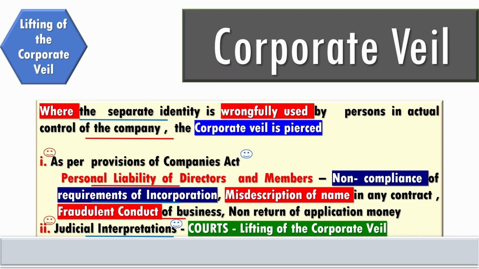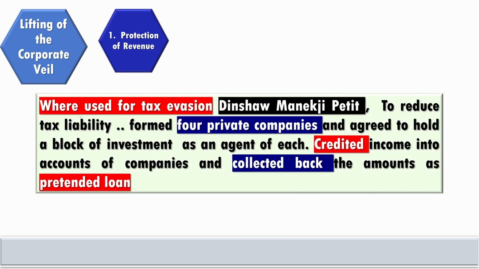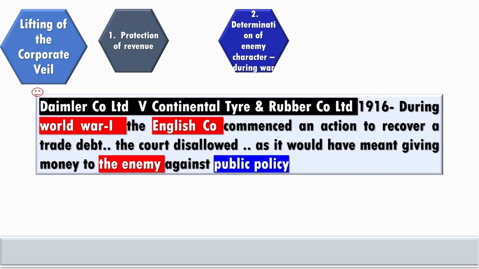Second, even the courts, in the course of their judicial interpretation, pierce the corporate veil to find out the real person who is guilty. The first ground where courts lift the corporate veil is for protection of governmental revenue. Whenever there is a tax evasion, as it happened in the case of Dinshaw Maneckji Petit, where 4 private companies were used to show personal income as corporate income, the court lifted the veil and fixed responsibility on the individual who misused the corporate entity.